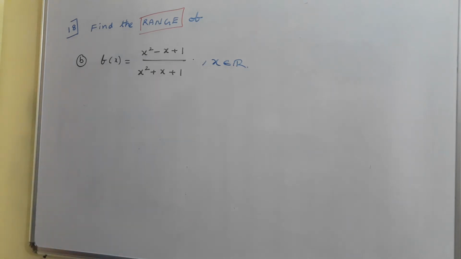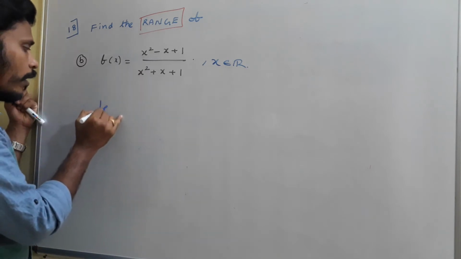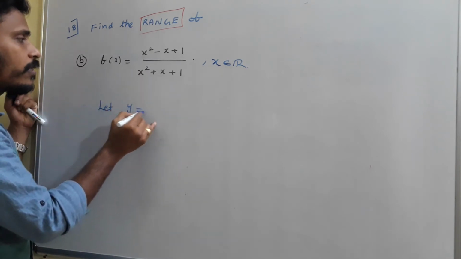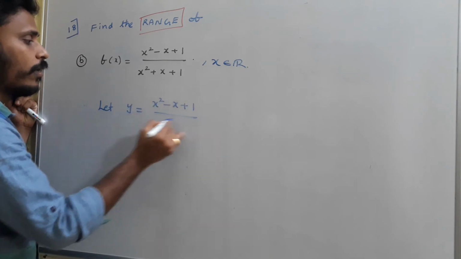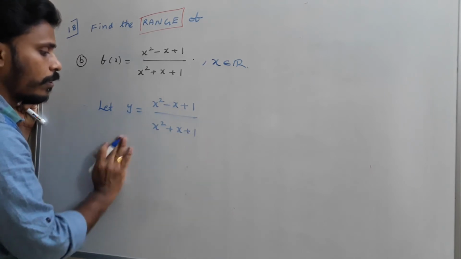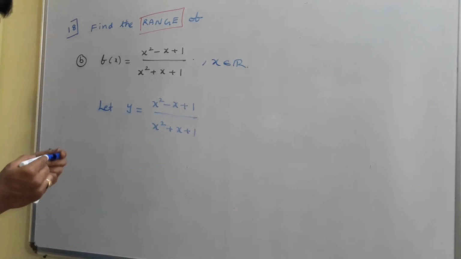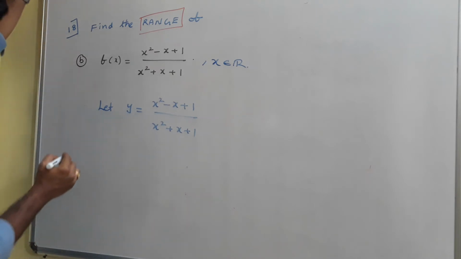So, how to find the range? As we discussed, you need to let this expression be some y. So, let y equal x square minus x plus 1 divided by x square plus x plus 1. Finding the range is simply finding the possible values of y. You just do cross multiplication.